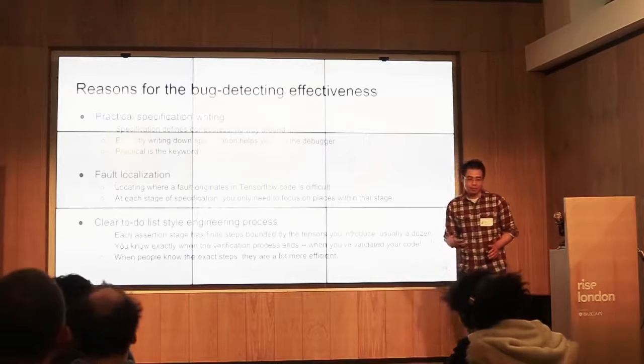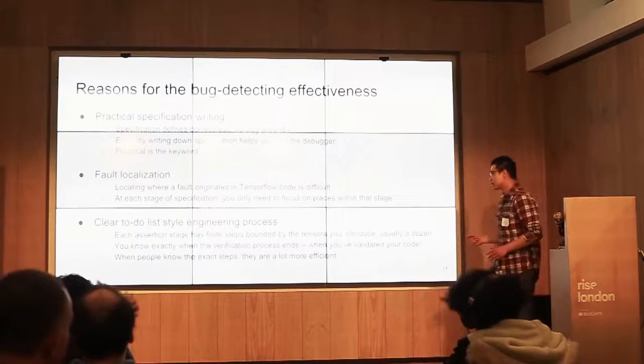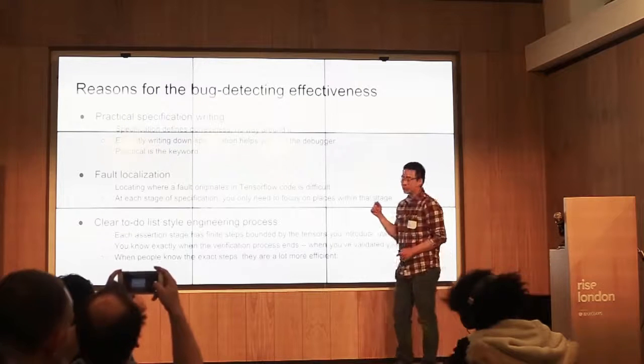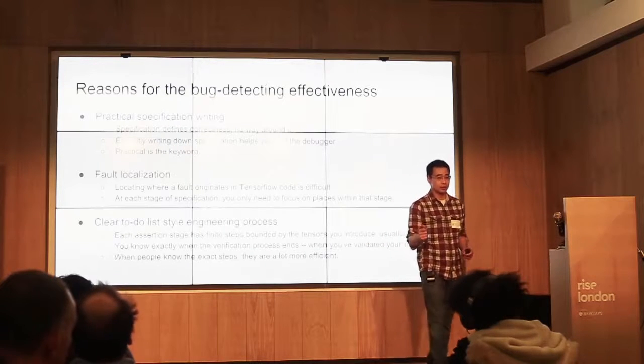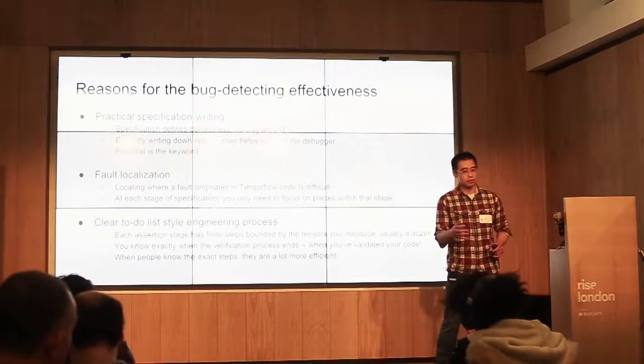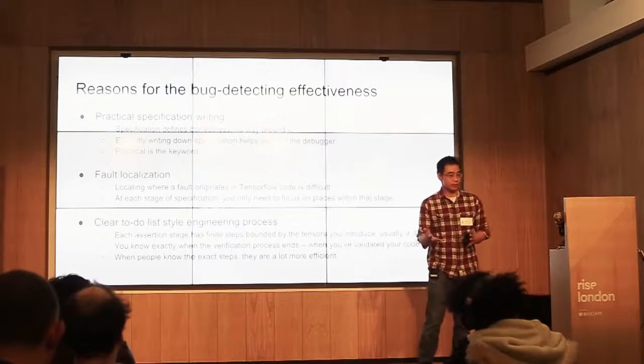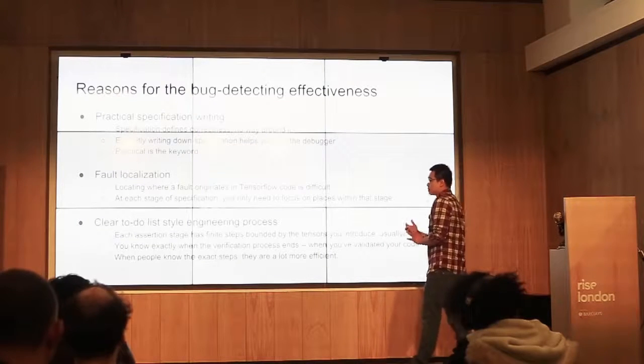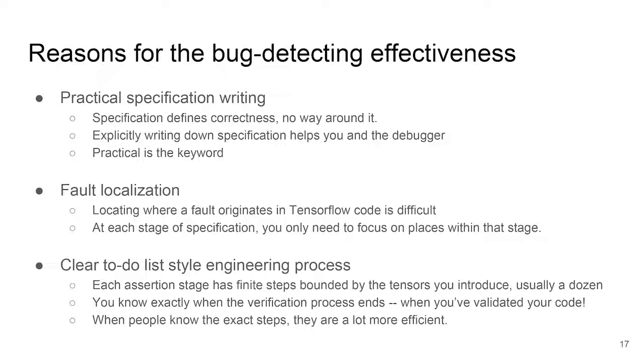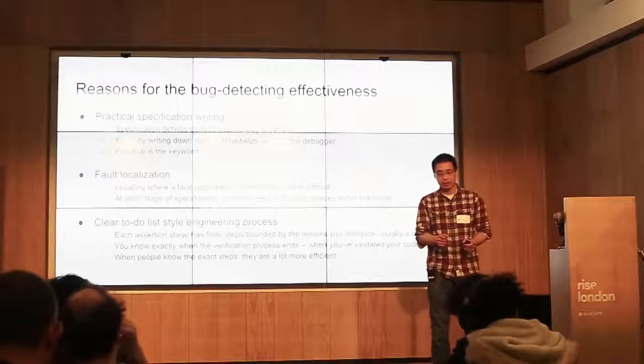Now let's step back and think why. First, the whole process is practical, so normal software engineers and normal data scientists can afford writing them down. All these three techniques are very practical. And second, they provide fault localization. This is actually the key part here. Locating a TensorFlow bug, finding out the origin of the bug, is very difficult.